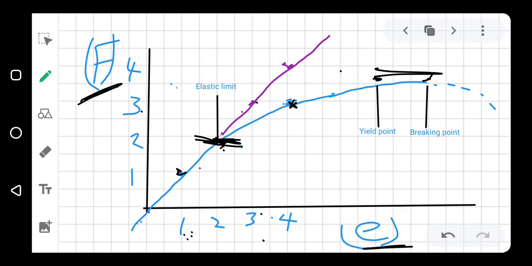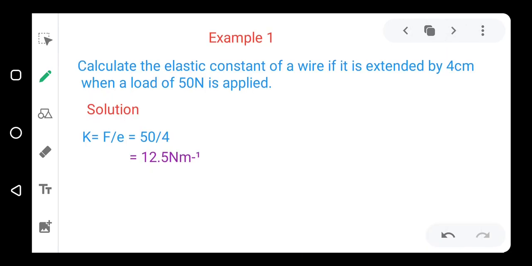So this is how the curve of force and extension actually looks. And I hope that this is very clear. Now, let's look at some examples of extension. Calculate the elastic constant of a wire if it is extended by 4 cm when a load of 50 Newton is applied to it.